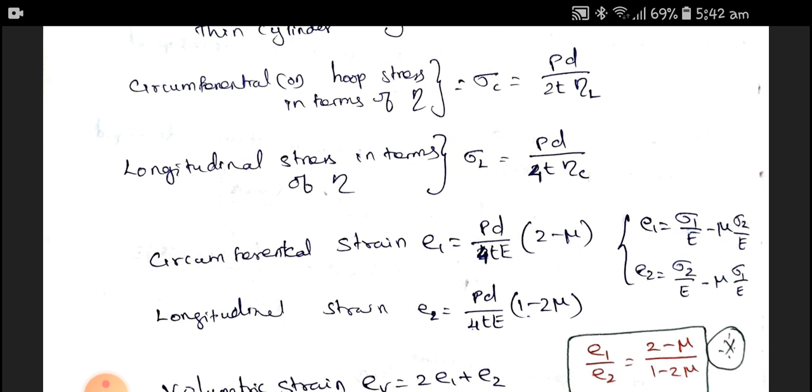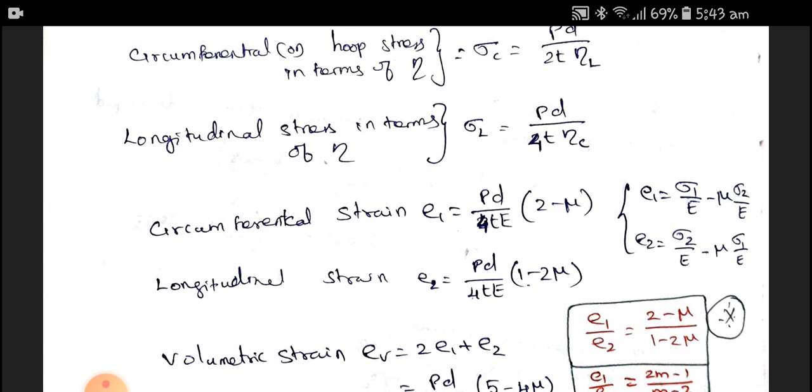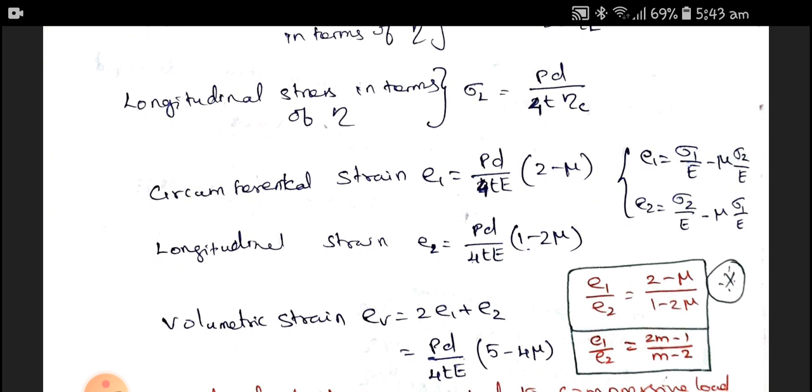Next is the circumferential or hoop strain. e1 is equal to pd by 4tE into (2 minus mu), whereas the longitudinal strain e2 is equal to pd by 4tE into (1 minus 2 mu). These two formulas are derived from the equations of strains in mutually perpendicular directions: e1 is equal to sigma 1 by E minus mu into sigma 2 by E, and e2 is equal to sigma 2 by E minus mu into sigma 1 by E. Here mu is the Poisson ratio. Whenever there is strain in both directions, the Poisson ratio comes into the picture.